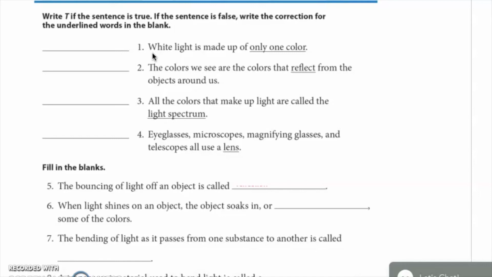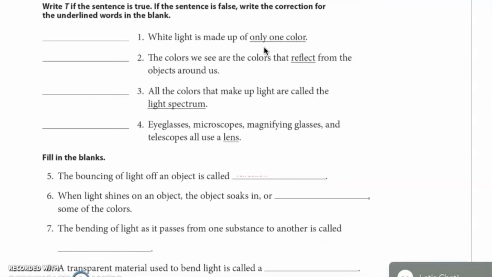White light is made up of... So number 1 through 4 are true and false questions. If you think this is true, then you can just write down T here. If you think this is wrong or false, then I want you to correct the sentence. So white light is made up of only one color. Is that true, 4th graders?